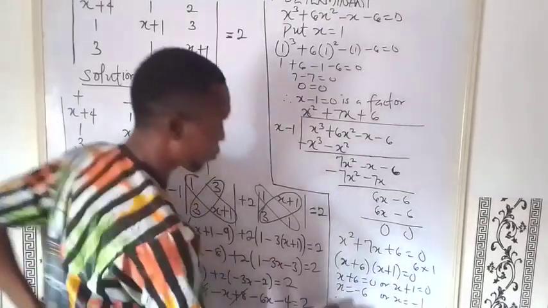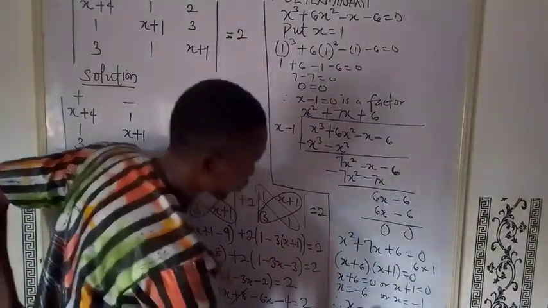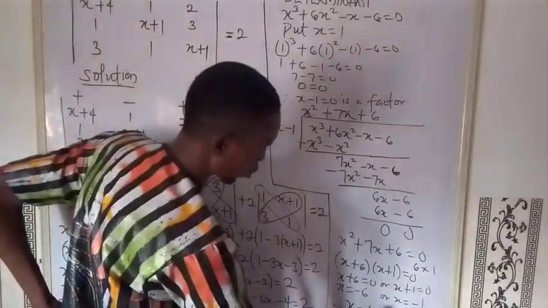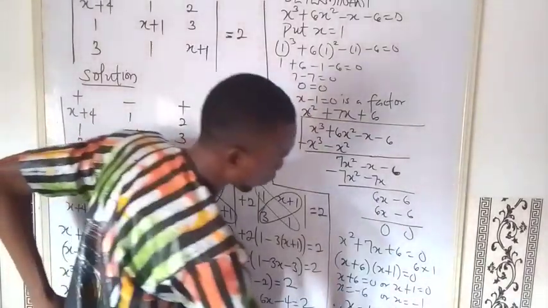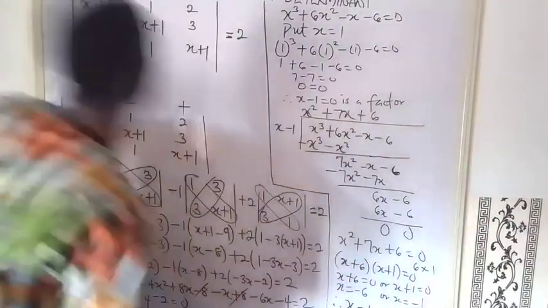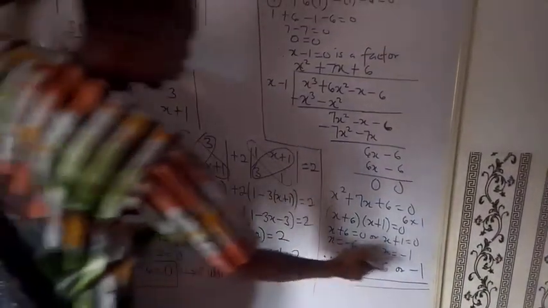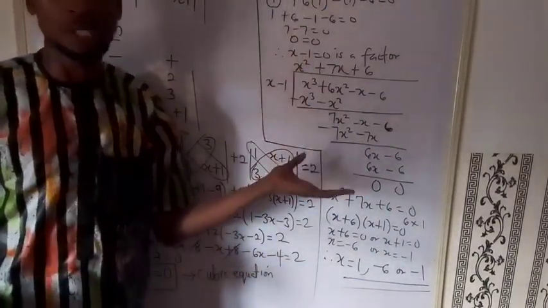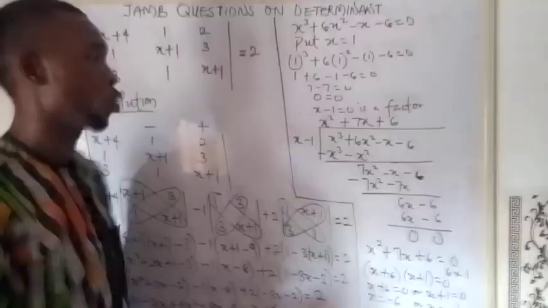Therefore, the 3 possible values of x are, the first one here is 1, followed by minus 6 or minus 1. So for the question, x can be 1, x can be minus 6, or x can be minus 1. So these are some of the complex questions you will encounter when you are solving JAMB questions. Thank you.